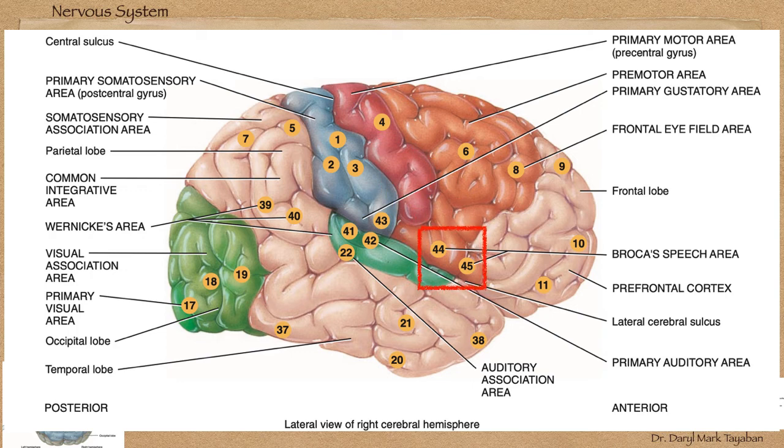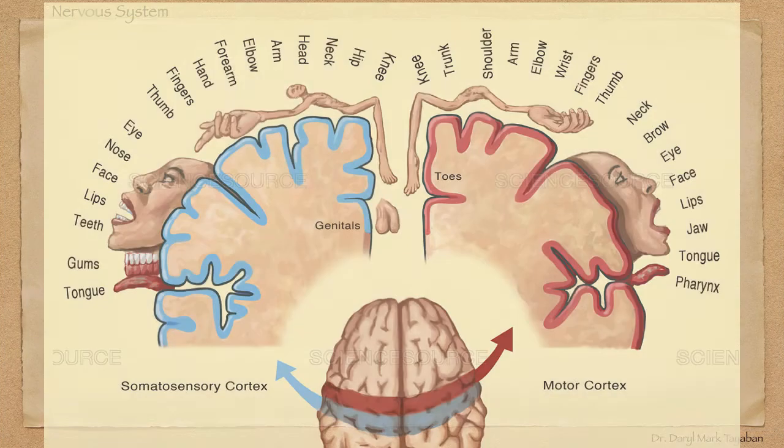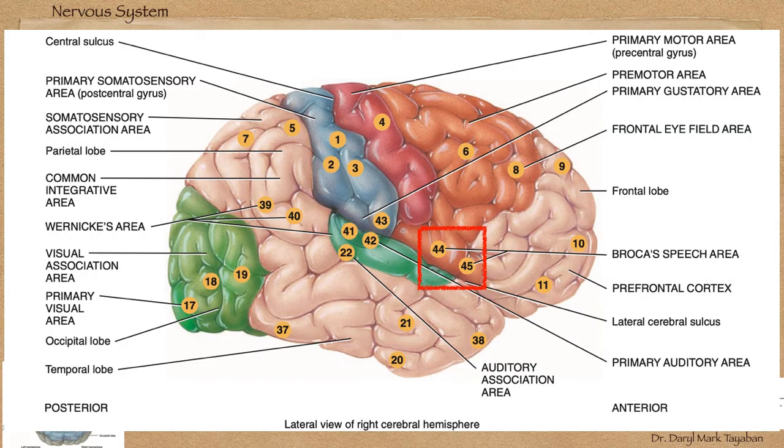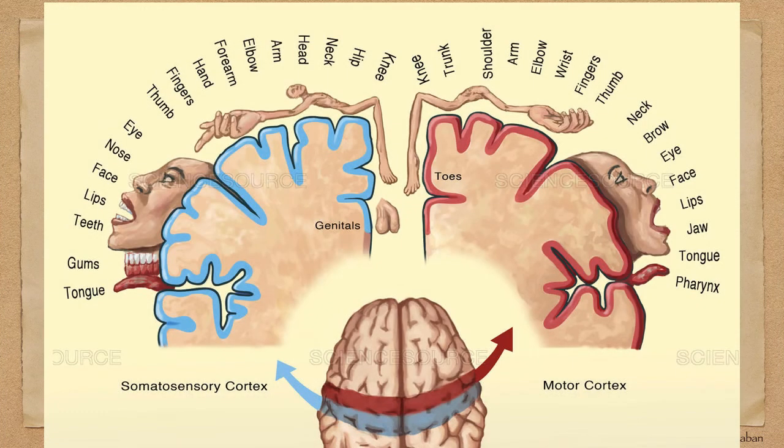The central sulcus, the precentral gyrus, please check, the one with the primary motor area. And the primary somatosensory area, the one labeled in parentheses postcentral gyrus, this is its representation. So the one labeled motor cortex represents the motor, the precentral gyrus. I'll go back for you to really recall the precentral gyrus. Then the one labeled somatosensory cortex is the postcentral gyrus.